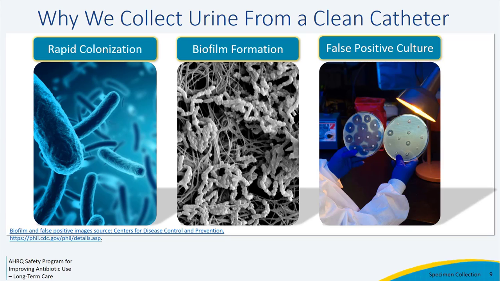1. Rapid colonization. Within 1 to 3 days of placement, bacteria will colonize urinary catheters and coat the plastic with a biofilm. 2. Biofilm formation. A biofilm is a layer of slime secreted by bacteria that protects them from antibiotics, drying out, and other threats. Once the biofilm is formed, it is very challenging to eradicate bacteria without removing the catheter itself.